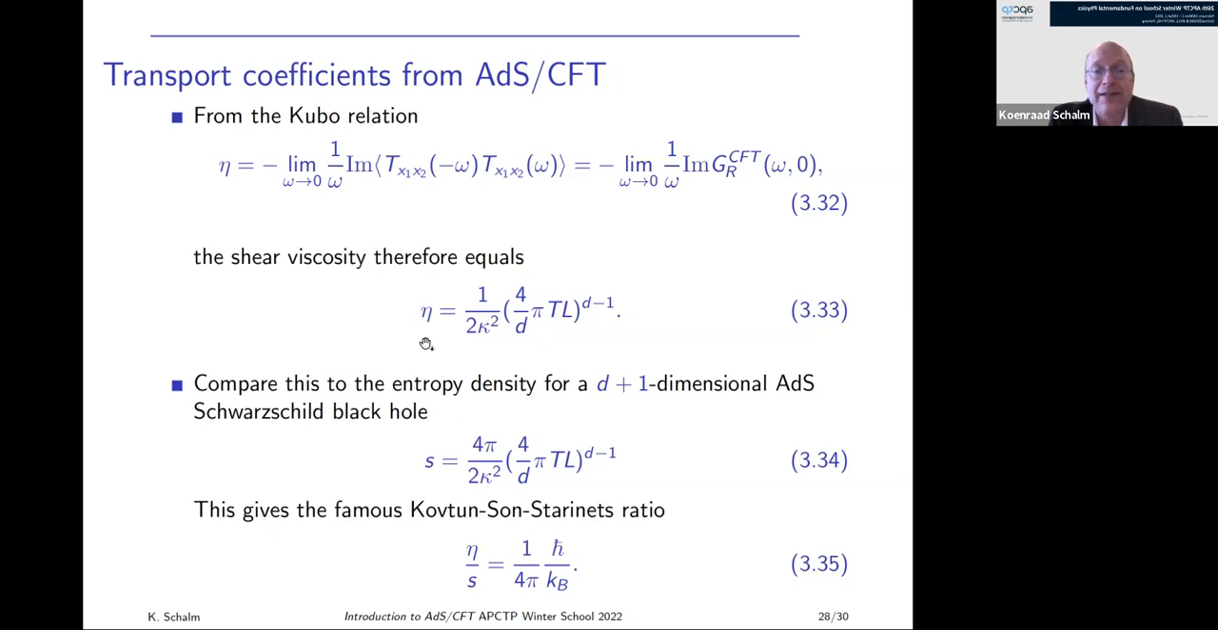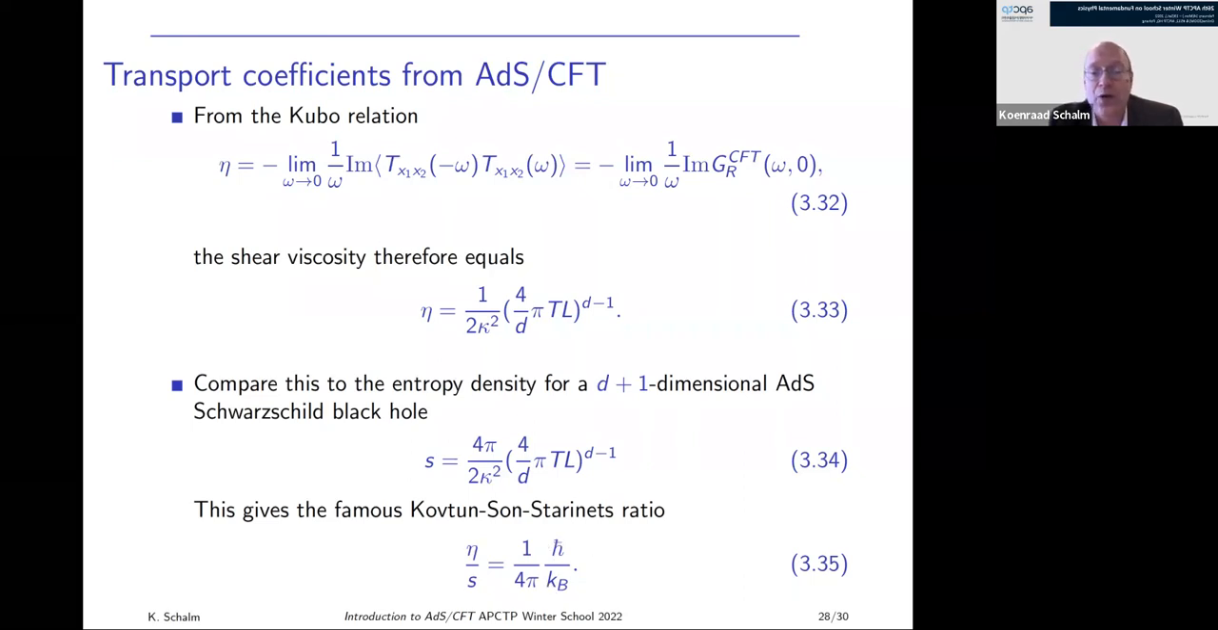Well, if you take the ratio of these two objects, you just get a number, which is 1 over 4 pi. And if I actually restore the proper units, right, this is 1 over 4 pi times h bar over k_B, right? The units of this is seconds divided by Kelvin, right? So the interesting part is that this is an object which is just related to fundamental constants.